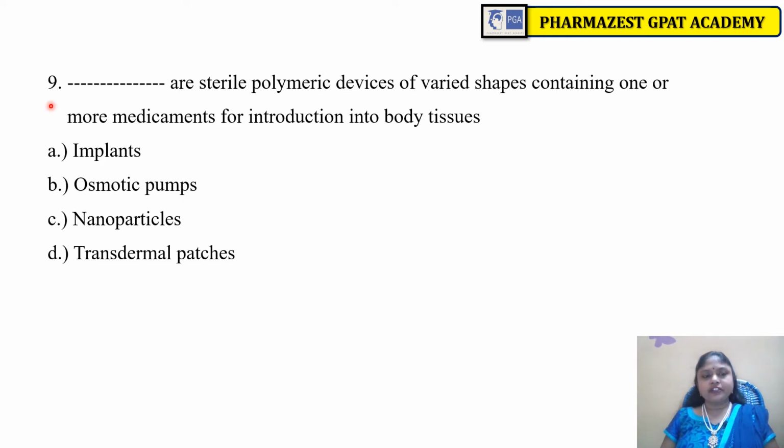Now coming to the next question. Dash are sterile polymeric devices of varied shapes containing one or more medicaments for introduction into body tissues. The options are A. Implants, B. Osmotic pumps, C. Nanoparticles, and D. Transdermal patches. So the right answer is implants. So implants are sterile devices which are useful for introduction of medicaments into body tissues.